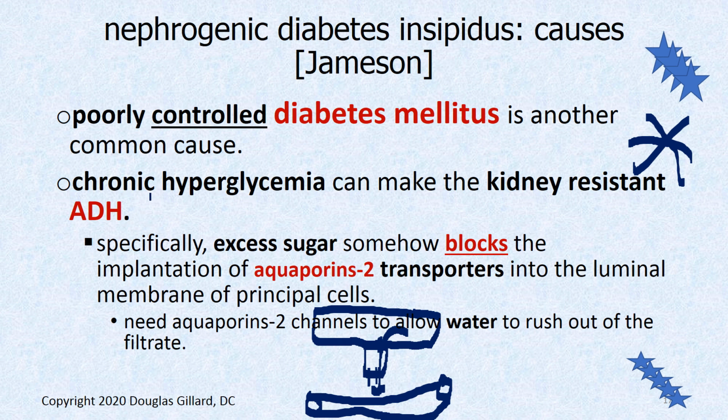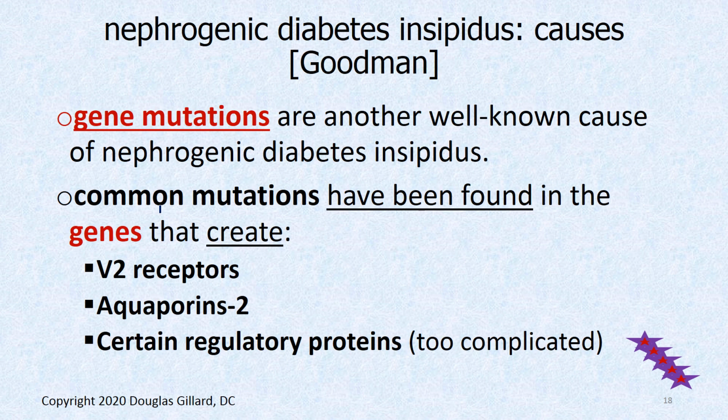So it could be said that hyperglycemia, if you have too much blood sugar all the time, makes the kidney resistant to ADH. This is the kind of test question lingo there. There are gene mutations as another well-known cause of diabetes insipidus. Specifically, there are mutations in the gene for V2 receptors. Remember, we need V2 receptors. That's what binds ADH to the principal cells. We also need aquaporin 2, so mutations in aquaporin 2 matter too. If you make a faulty aquaporin 2, you can't get water into the bloodstream. There are some regulated proteins and some transcription factor genes, and that's getting way too far into the weeds, so we'll leave that one alone.